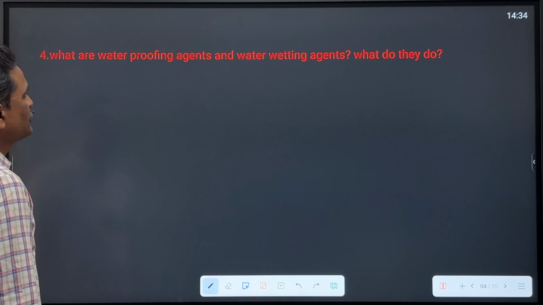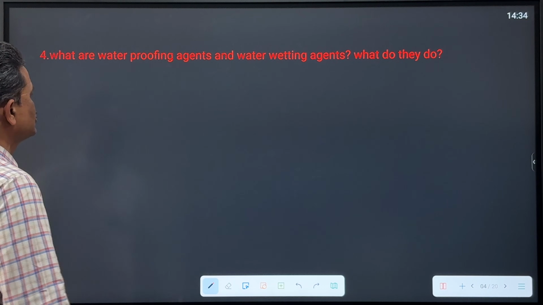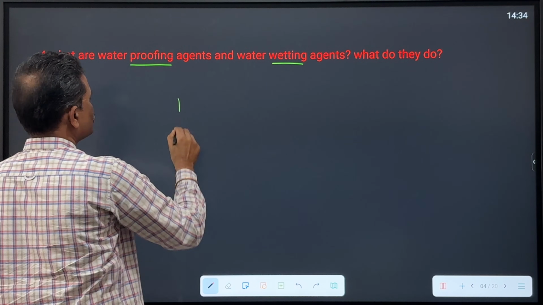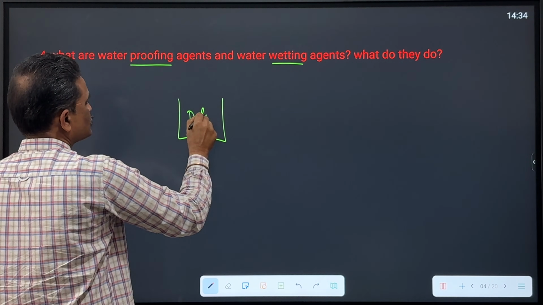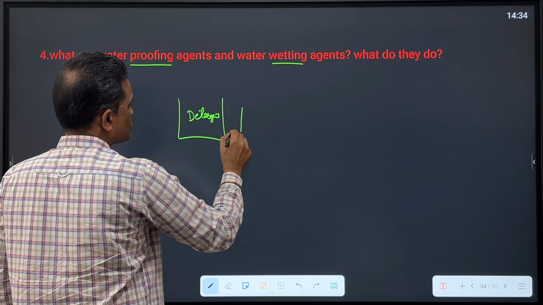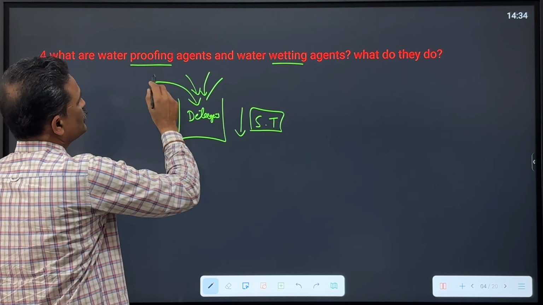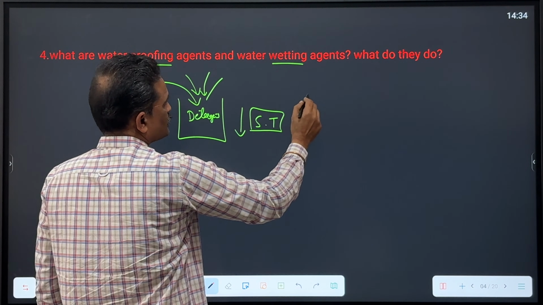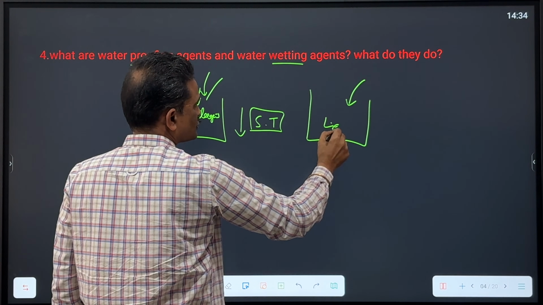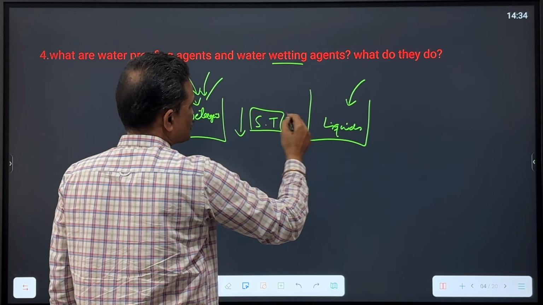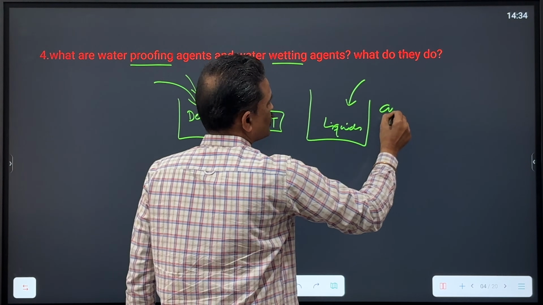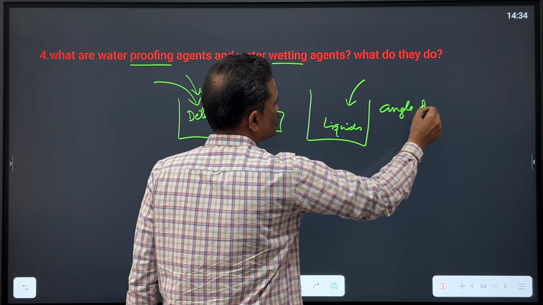What are waterproofing agents and water wetting agents? What do they do? This is the question. If I add soap or detergent to water, it decreases surface tension. What do you mean by wetting agents? These are substances which are added to liquids so that the surface tension decreases. When surface tension decreases, the angle of contact also decreases.